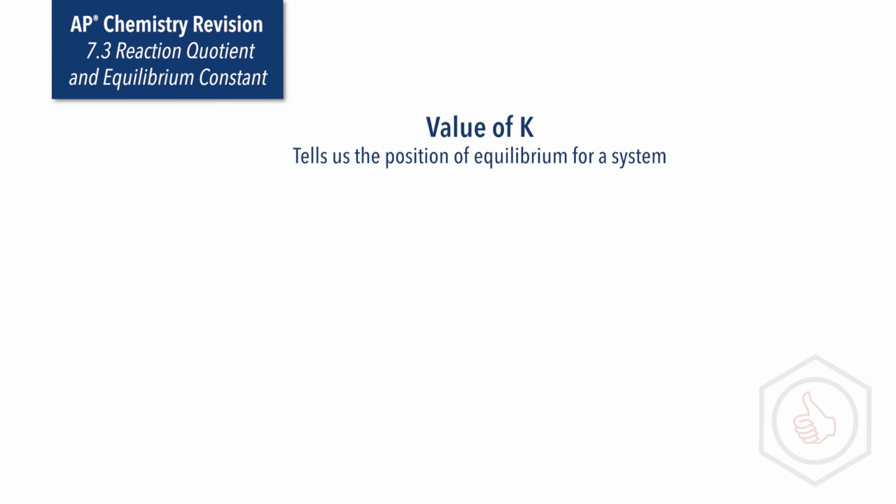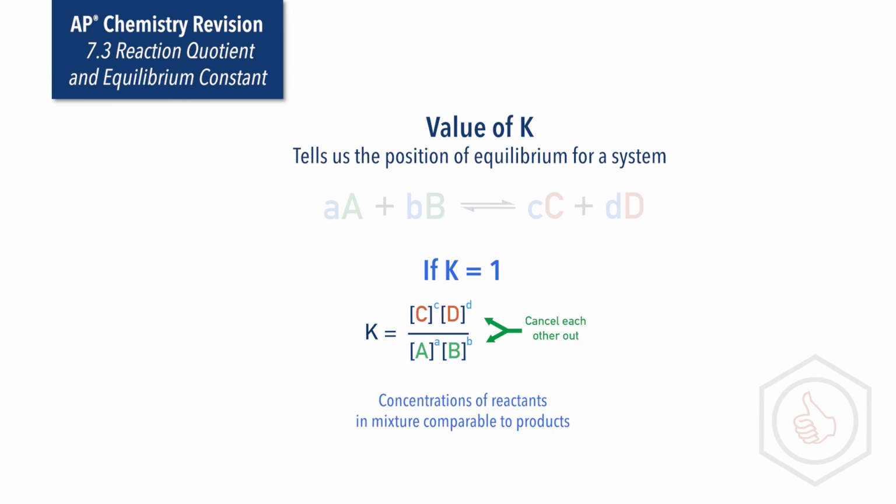The value of K tells us the position of equilibrium for a given system. So, for example, if K equals 1, the system is balanced. Neither the forward nor reverse reaction is favoured, so the concentrations of reactants and products are comparable. In other words, the position of equilibrium lies in the middle.